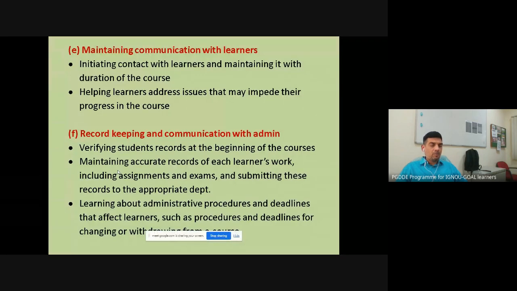Then apart from these four things, there are other aspects which are coming under the tutoring, that is maintaining communication with the learners. Okay, initiating the contact and maintaining it with the learners throughout the courses and programs that they are pursuing. Then helping the learners with certain information or advice that may cause harm, or that may stop them from learning something, or that may be a hindrance to a particular course or program, that is also something the counselors have to do.